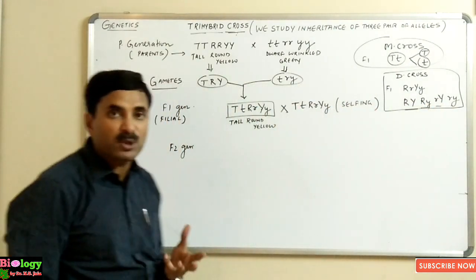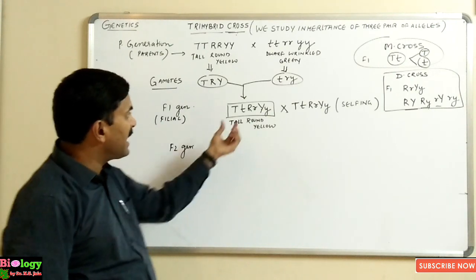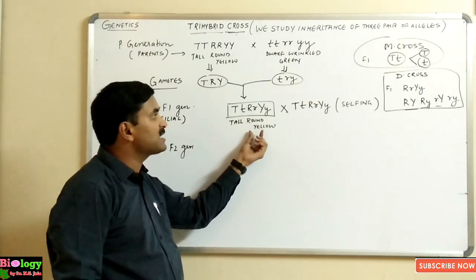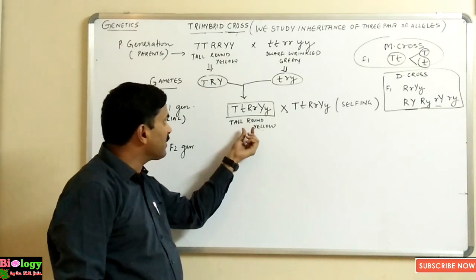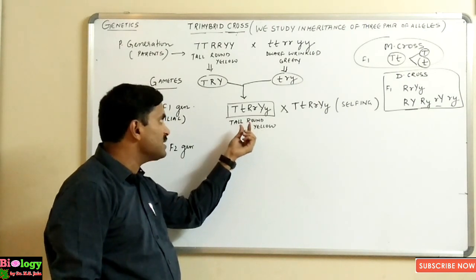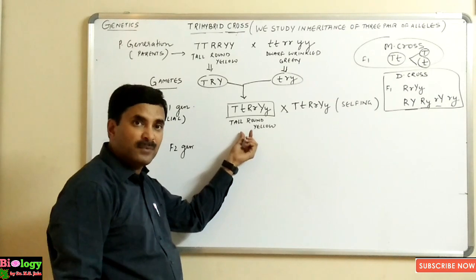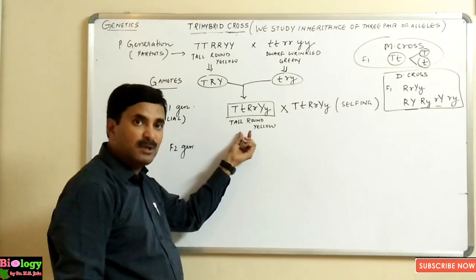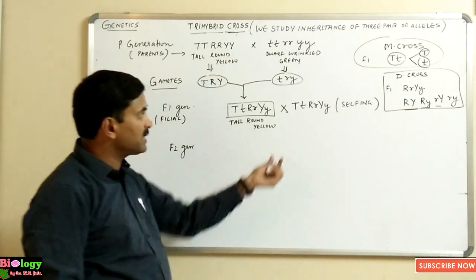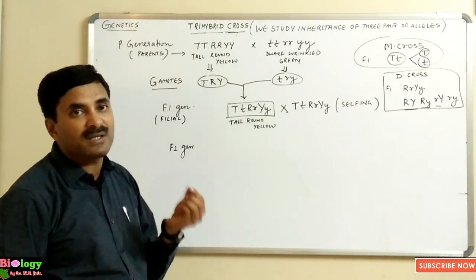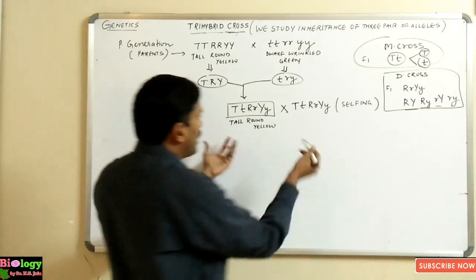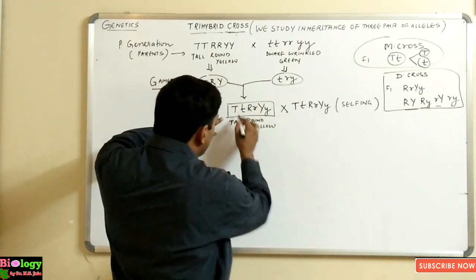But what about the trihybrid cross? In trihybrid cross, as the genotype is a little bit longer, 8 gametes will be formed. But forming the 8 gametes by viewing this genotype is not an easy task. If you try to make the gametes of this genotype directly, you will not be able to make them. So I am giving you a method, and by using that method you can easily make the gametes of the following genotype.